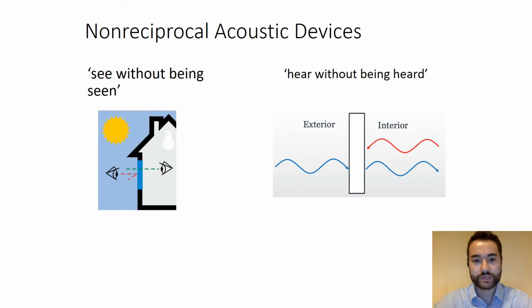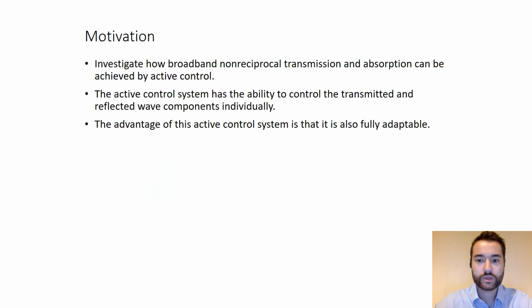Same with non-reciprocal acoustic devices. You have an exterior and interior field separated by a non-reciprocal acoustic device. The exterior field can propagate through the non-reciprocal acoustic device and is perfectly transmitted, whilst the interior field is blocked or reflected. It gives you the ability to hear without being heard.